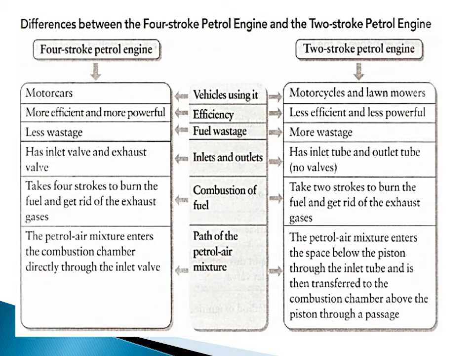Okay, so what is the difference between the 2-stroke petrol engine and the 4-stroke engine? First of all, the vehicles using them. The 4-stroke engine is used in motor cars. The 2-stroke engine is used for motorcycles and lawnmowers. For efficiency, the 4-stroke is more efficient and more powerful, but the 2-stroke is less efficient and less powerful. For fuel wasted, the 4-stroke wastes less, but the 2-stroke wastes more.